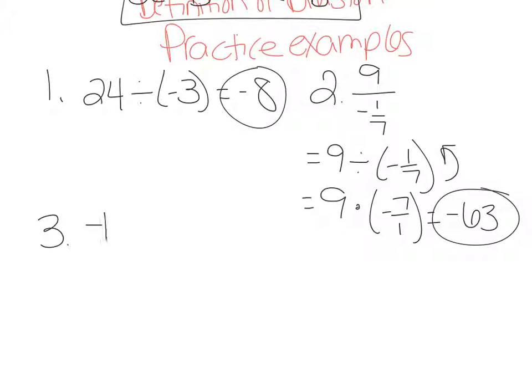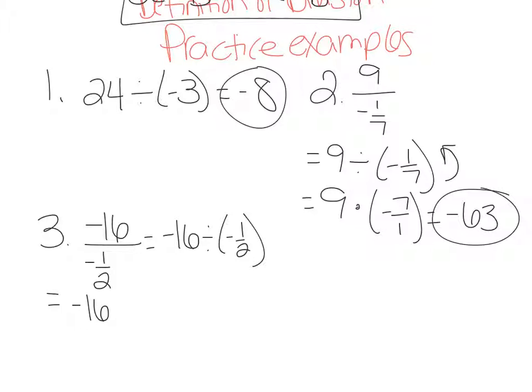Okay, another one similar to that. If I have negative 16 over negative 1/2, remember, negative 16 over negative 1/2 is just another way of saying negative 16 divided by a negative 1/2, and we want to change that division sign into a multiplication sign. So we're going to take negative 16 times the reciprocal of negative 1/2, which would be negative 2 over 1, and negative 16 times a negative 2 will give me a positive 32.